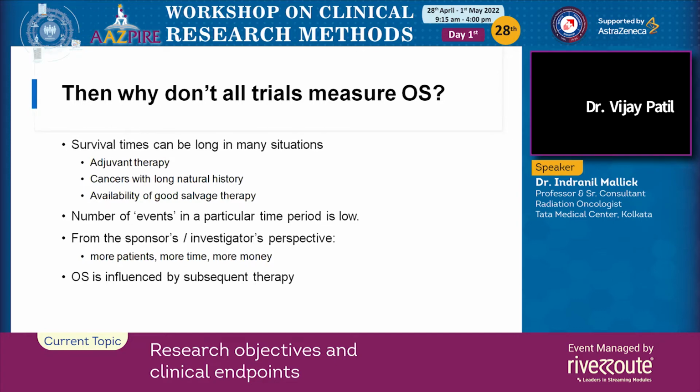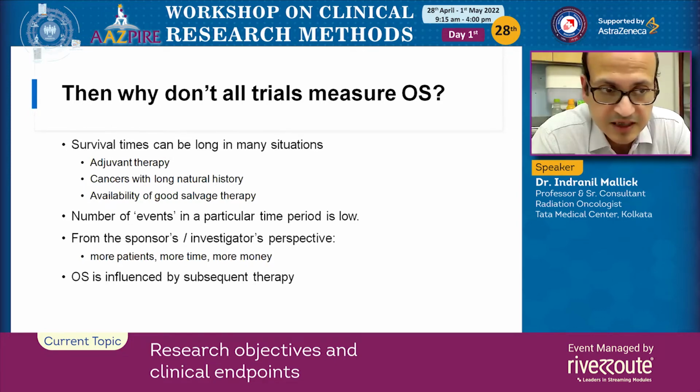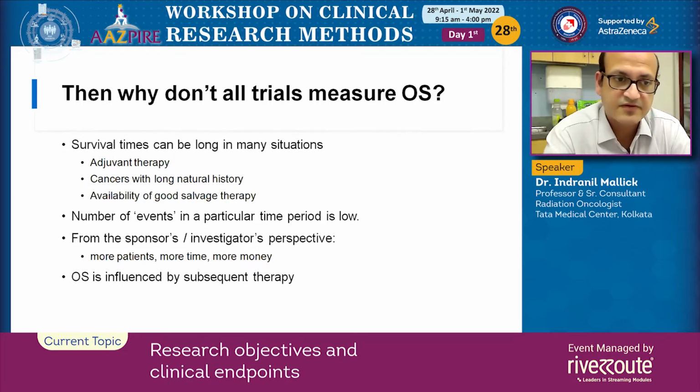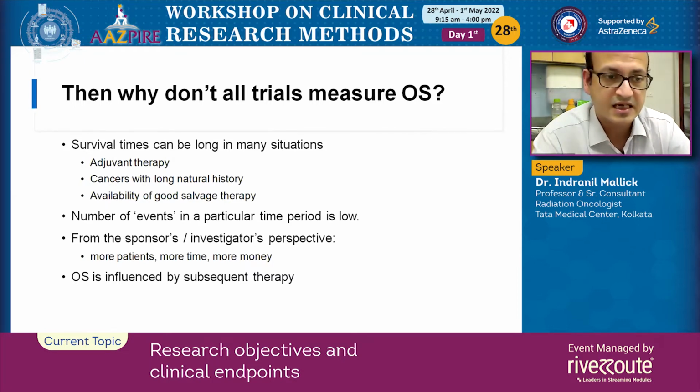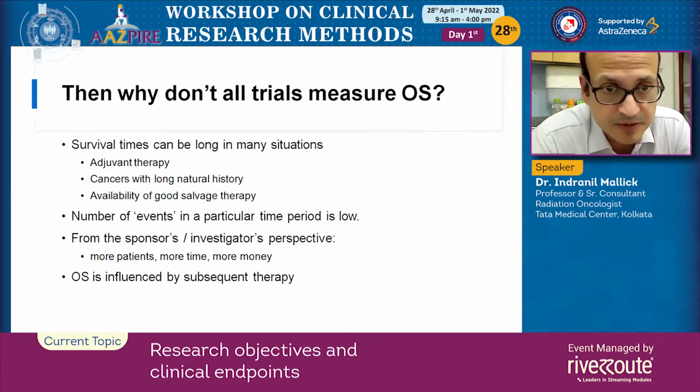Now, because the number of people dying would be less in many settings of early stage adjuvant therapy or cancers with a long natural history or with good salvage therapy, the number of events you're going to use to measure a difference between the new drug and the standard of care in a particular time period will be low. From the sponsors' and investigators' perspective, this means that they will require more patients, the sample size will be larger, it will require more time to complete, and of course, it will require a lot more money.